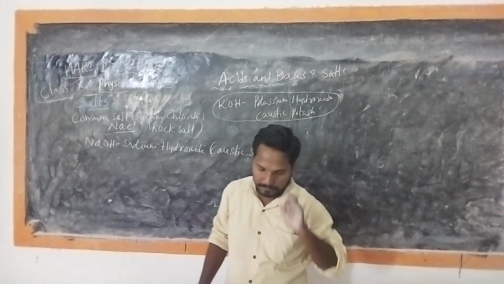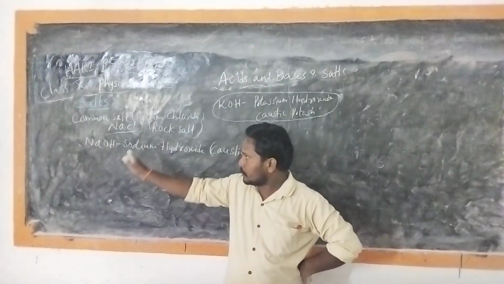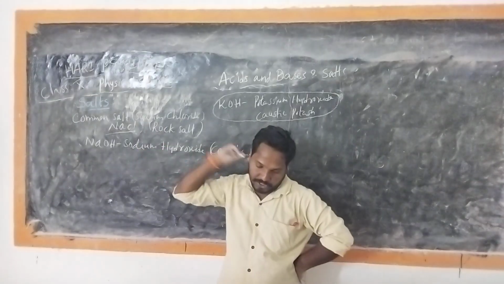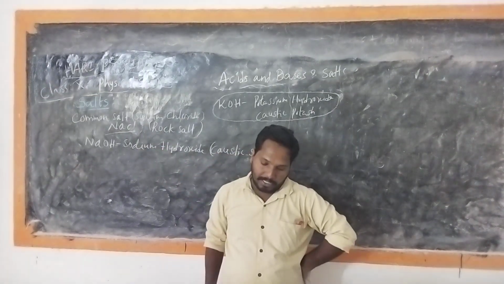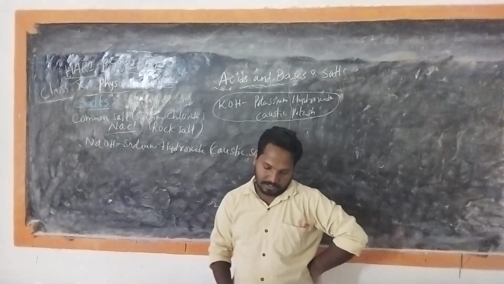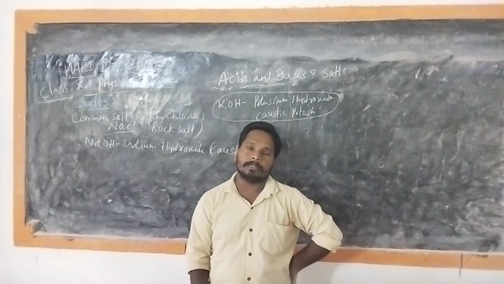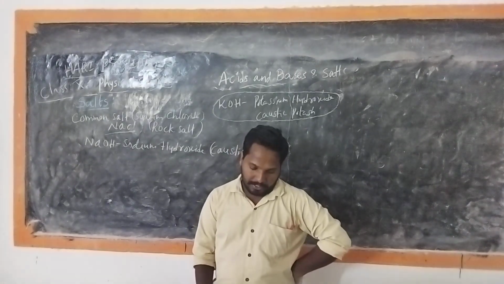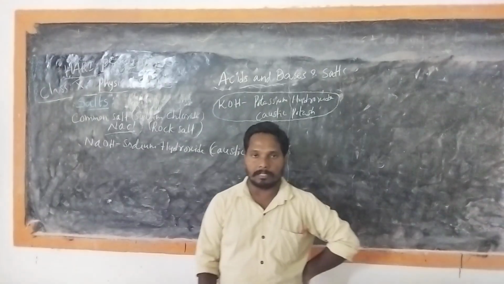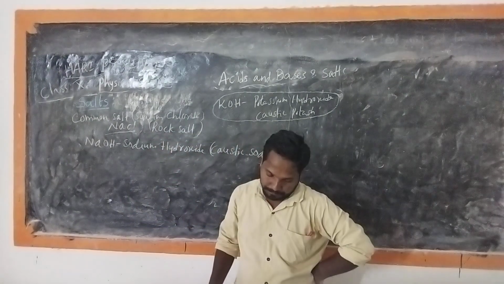Both are bases. Sodium hydroxide is commonly known as caustic soda. The chemical formula is NaOH. Sodium hydroxide is a very important basic chemical substance, used as a starting material for making many chemical substances. It is used in many industries and hence produced on a large scale. So how is sodium hydroxide prepared?